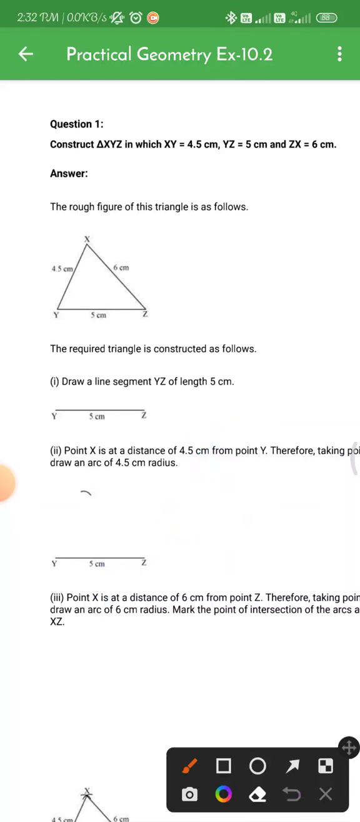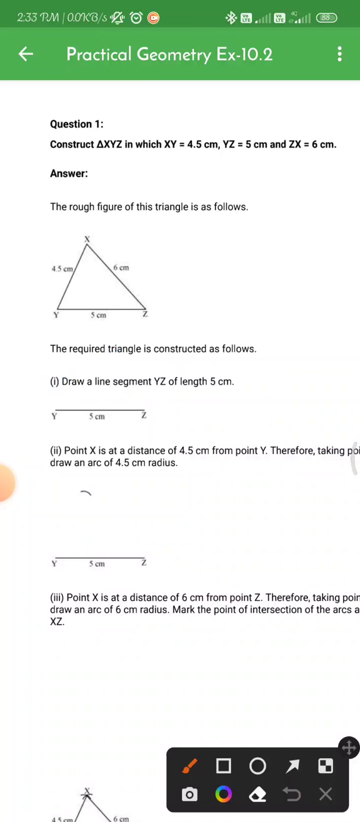First of all we have to make the baseline of the triangle. In the rough diagram we have taken YZ as baseline. So make a line segment YZ equal to 5 centimeters. Here is the first step of construction: draw a line segment YZ of length 5 centimeter.